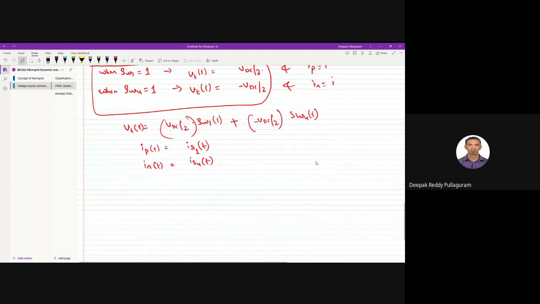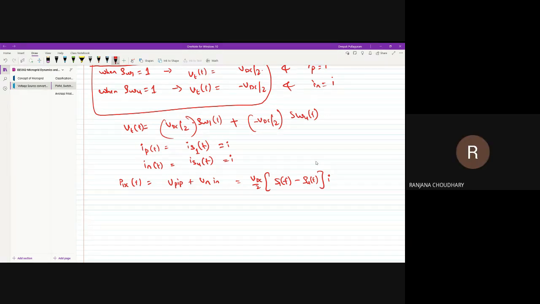So simply I can write PDC of T is Vp into Ip plus Vn into In. This comes as PDC by 2, S1 of T, S4 of T, I, because we know that Ip and In both are I. Will you agree on this? Yes, sir.